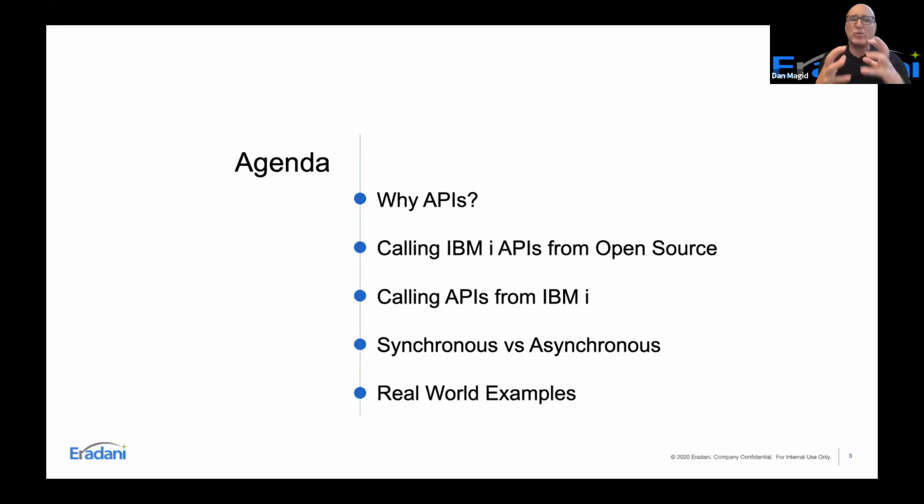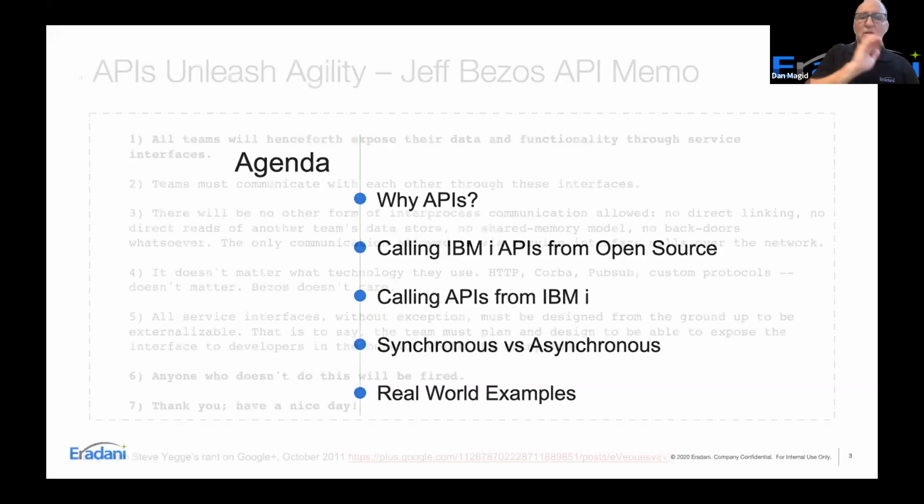When I'm done going through the PowerPoint, Aaron is actually going to give you a demo of doing this. He's going to show you how you can quickly create APIs, both to call into your IBM i and to call out from your IBM i. And he'll talk a little bit about how you manage that kind of development. So let's get into it.